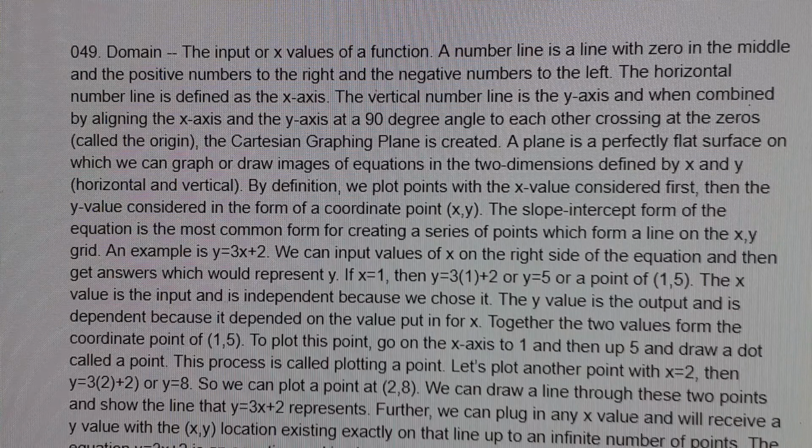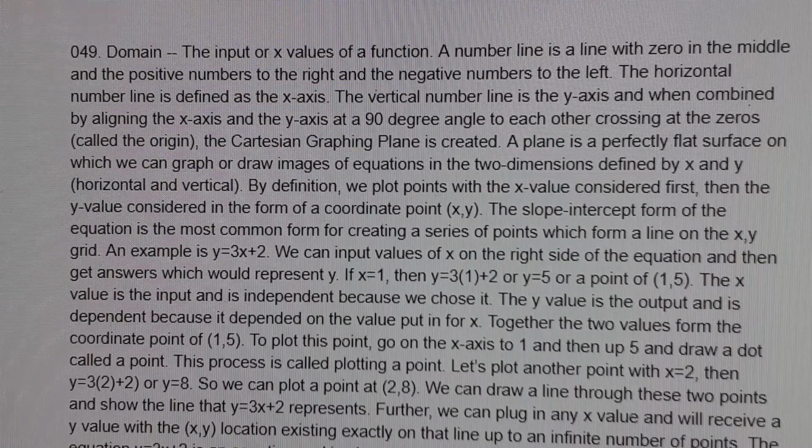The vertical number line is the y-axis, and when combined by aligning the x-axis and the y-axis at a 90-degree angle to each other, crossing at the zeros (called the origin), the Cartesian Graphing Plane is created.